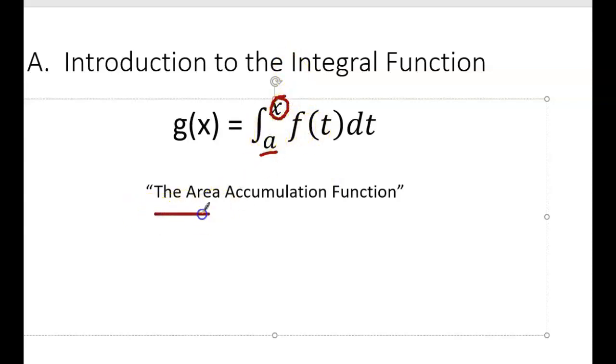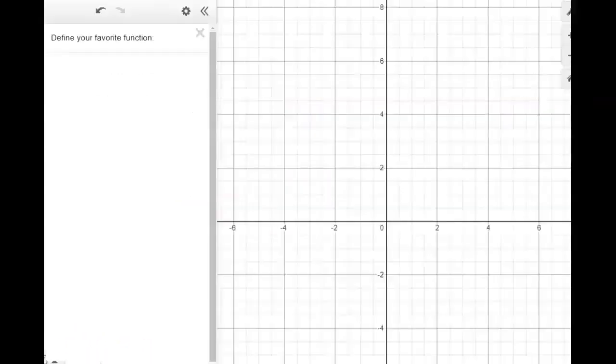So I've titled this here the area accumulation function. So let's see why I would call it an area accumulation function. So I'm going to do a little demonstration here on Desmos to kind of demonstrate for you why I'm calling it an area accumulation function, and also to give you a little bit of an intuition about what integral functions do. So first of all, let's go ahead and create a function here.